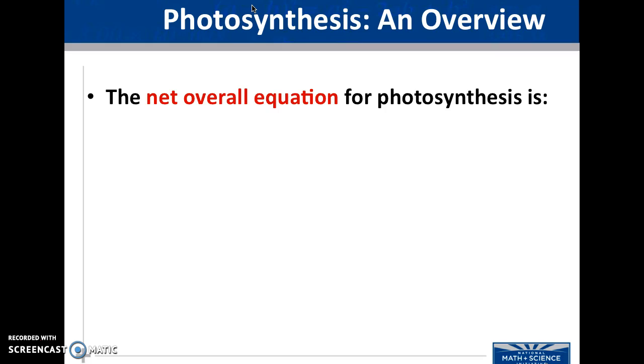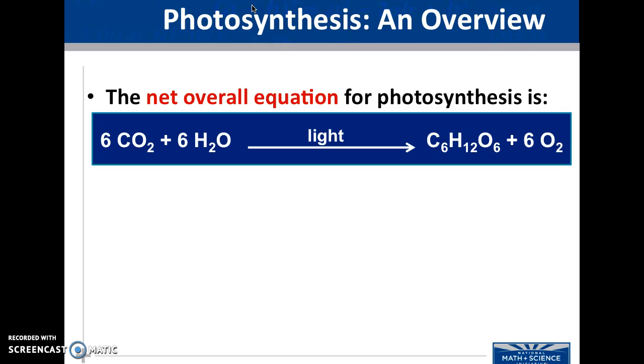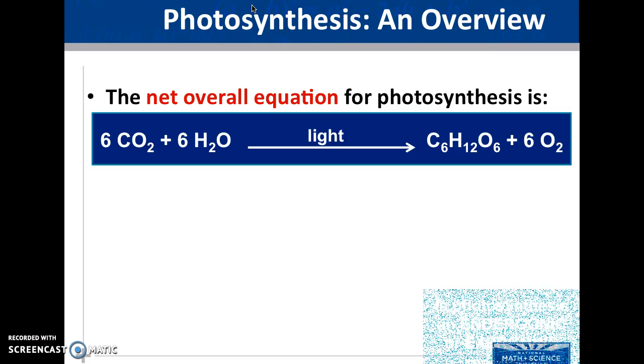Again, the net overall equation for photosynthesis is this. You should know this by now, but I think what we are aware of is that the water that goes in is actually used for the light dependent reaction, and therefore we can probably assume that the carbon dioxide is used for the second part. Again, the products, we can see that oxygen is a product of the light dependent reaction, whereas the sugar is going to be a product of the light independent reaction.